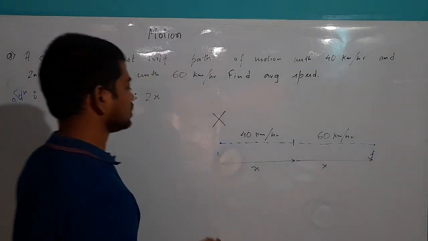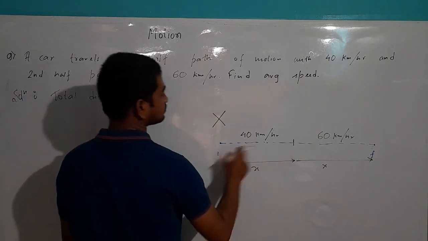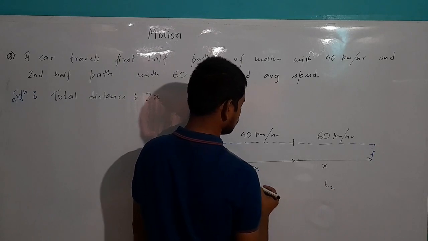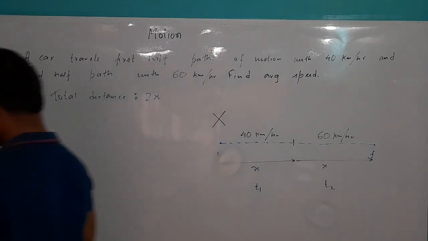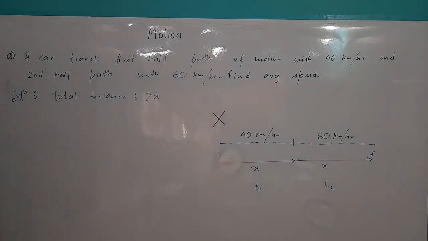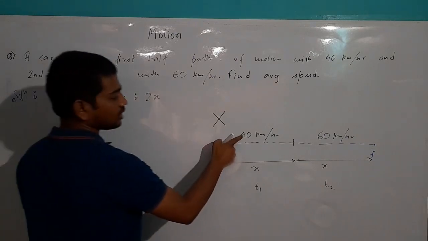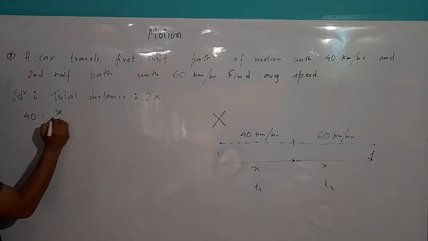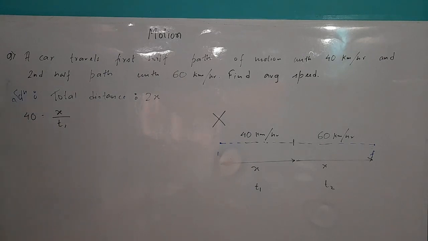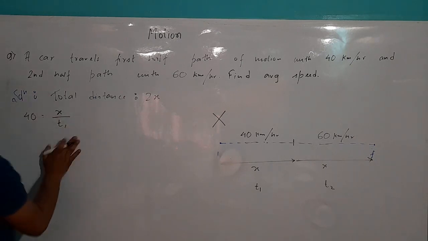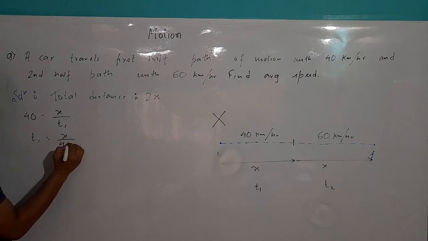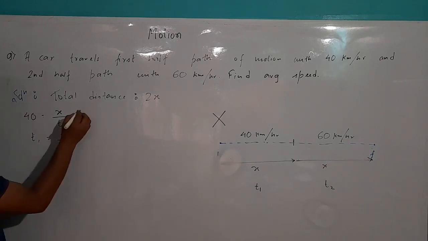Okay, so first let's say the time taken here is t1 and here is t2. Let's try to solve. So I can say speed equal to distance by time, that is 40 is equal to x by t1. I hope this part is visible in the board. Fine. 40 is equal to x by t1. So t1 is equal to what? X by 40. All right.